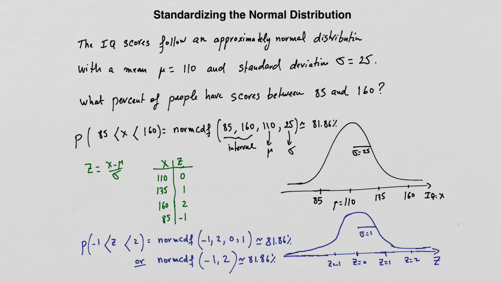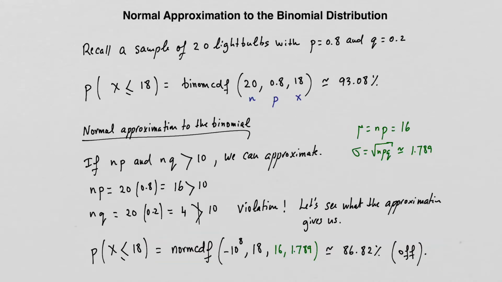the Z scores. This is called standard normal distribution. This is just normal distribution. This is called standard normal distribution. Okay, now I'm going to shift gears and do something different.